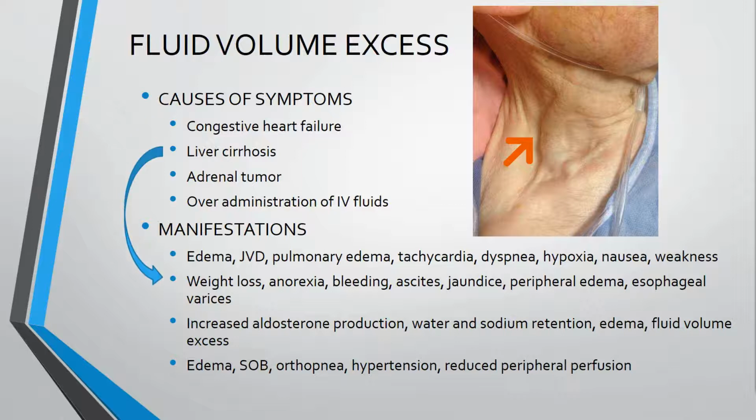Then if we have liver cirrhosis, cirrhosis is scarring of the liver. So fluid volume excess is due to two mechanisms. We have portal hypertension. This is when we have increased pressure in the venous system that carries blood from the stomach, intestines, and spleen to the liver.